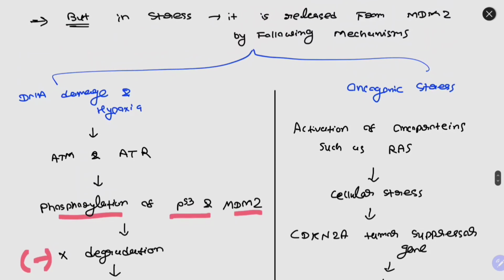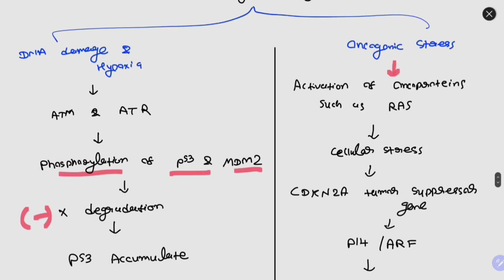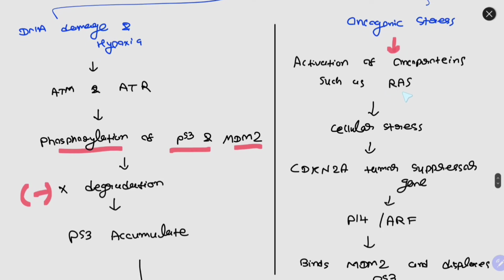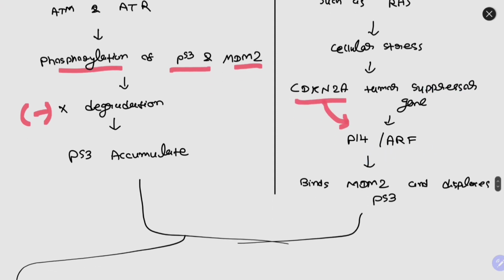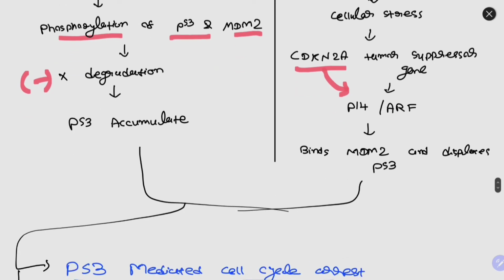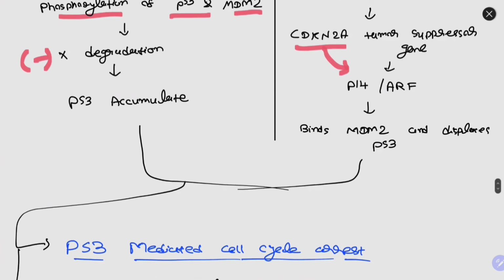The other mechanism is oncogenic stress in the cell. How does oncogenic stress occur? Through activation of oncoproteins such as RAS. Due to activation of RAS, there would be cellular stress, and this would activate CDKN2A, which is a tumor suppressor gene, and CDKN2A encodes P14 ARF. This P14 ARF binds to MDM2 and displaces P53, which causes accumulation of P53 in the cell.